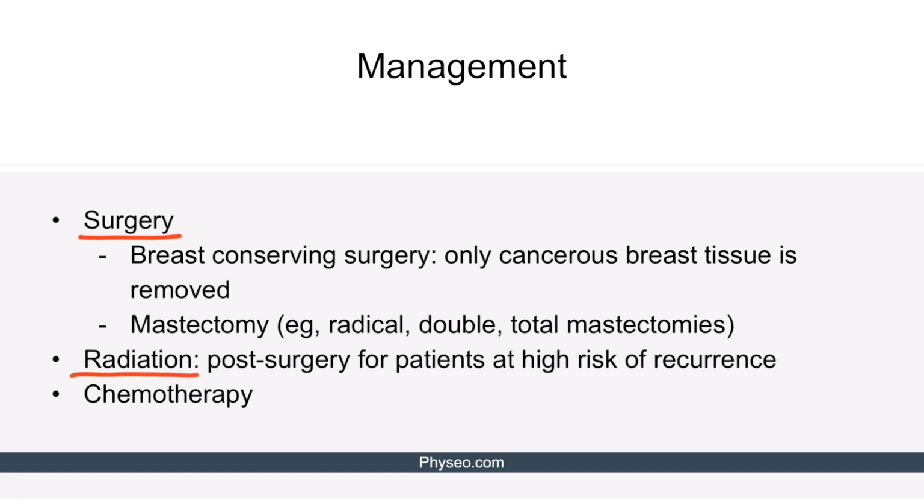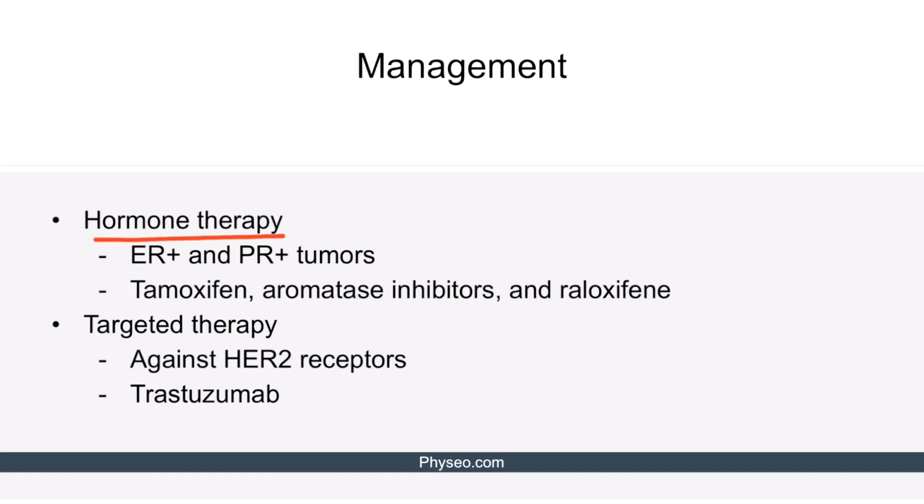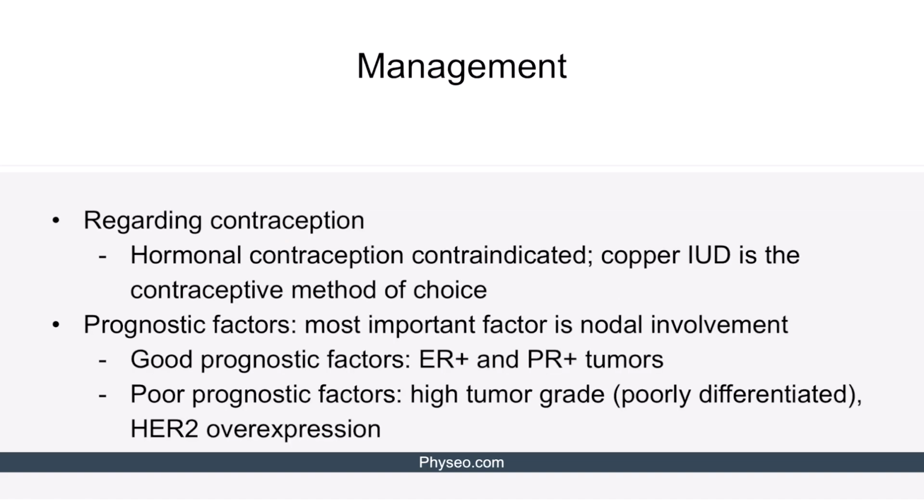Radiation is often given post-surgery to patients at high risk of recurrence, and chemotherapy can be given adjuvant to surgical resection. Hormone therapy of estrogen receptor positive and progesterone receptor positive tumors include tamoxifen, aromatase inhibitors, and raloxifene. Also, targeted therapy against HER2 receptors can be given to patients with HER2 positive tumors. An example of this is trastuzumab. In regards to contraception in women with breast cancer, it's important to know that hormonal contraception is contraindicated in patients with breast cancer. Instead, copper IUD is the contraceptive method of choice.